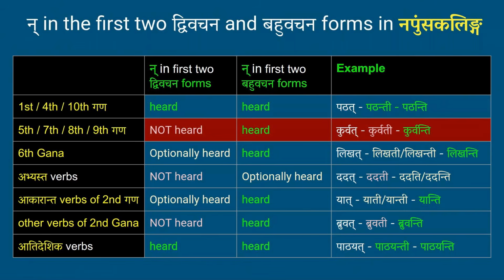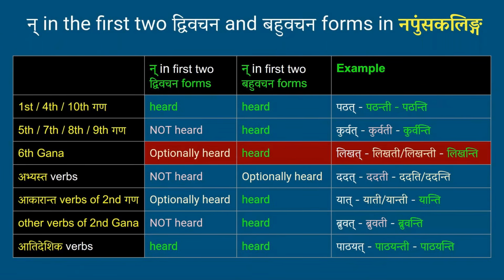These two rows together cover all the ganas except for the second, third, and the sixth gana. Out of these, for the sixth gana, the dvivachana form gets an optional na and the bahuvachana form gets a compulsory na. For instance, likhat, likhati or likhanti, and likhanti.